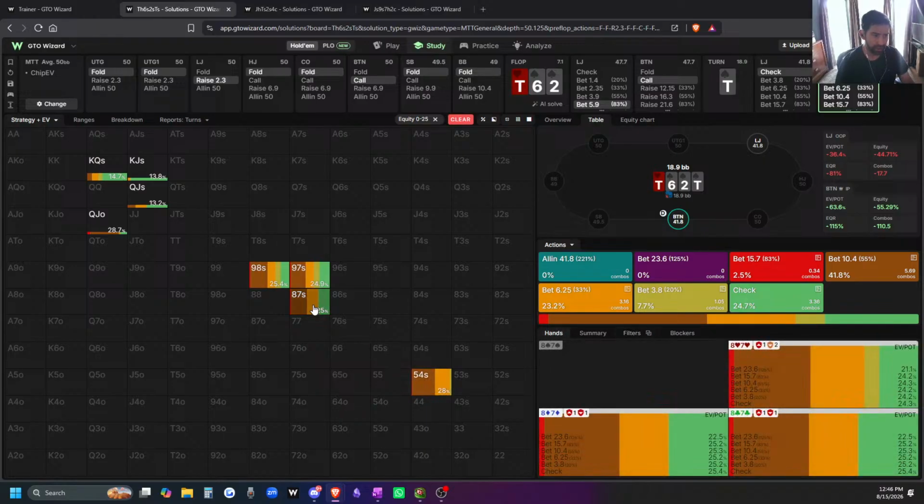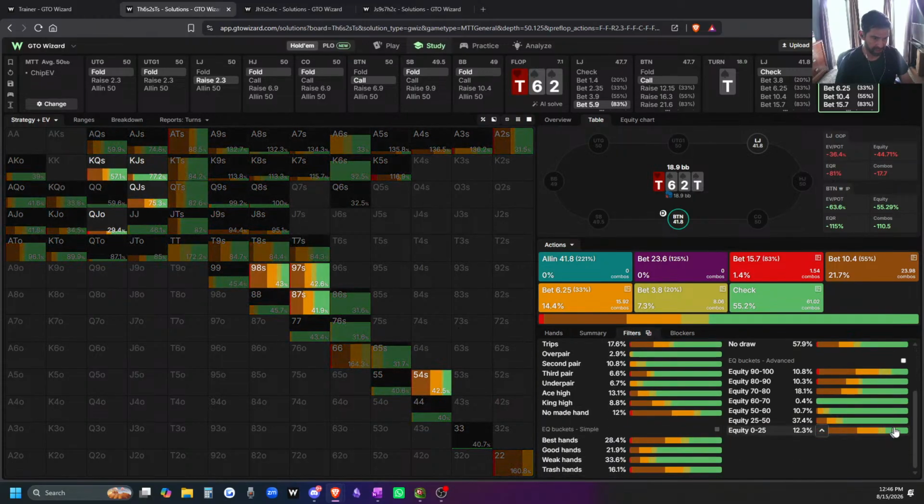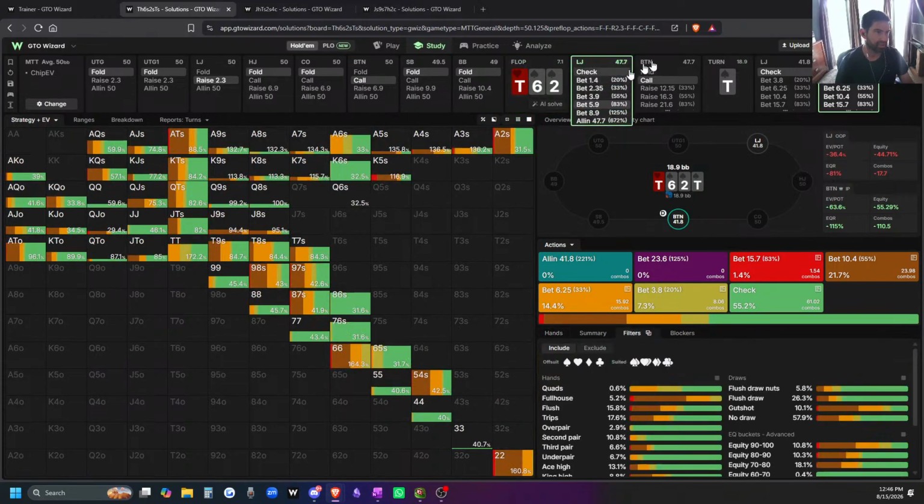So you can see that the solver uses tons of in position bluffs, like Spencer was saying. You unlock their ability to basically put money into the pot with weak hands.